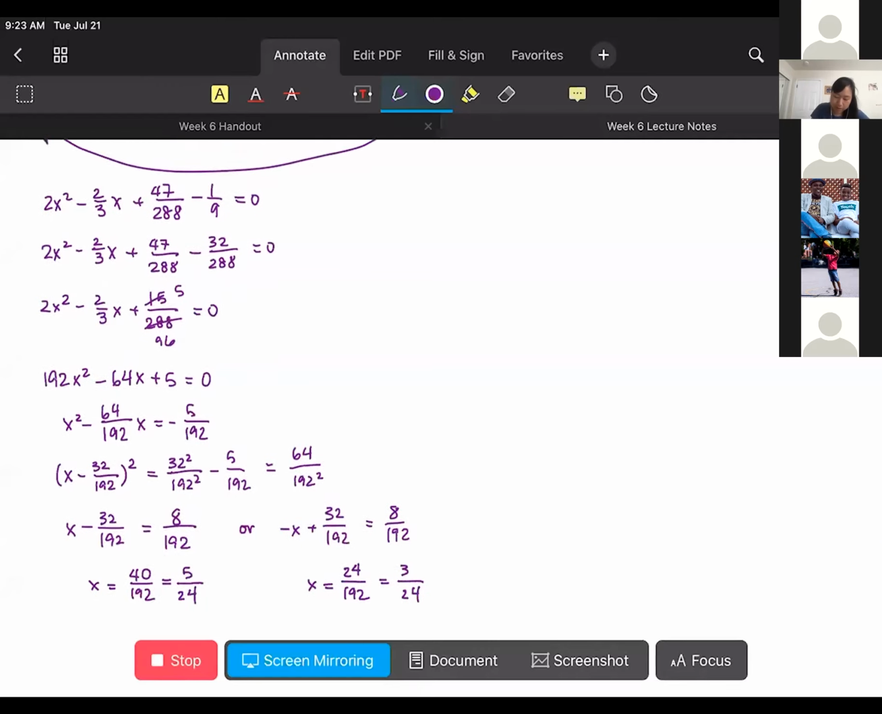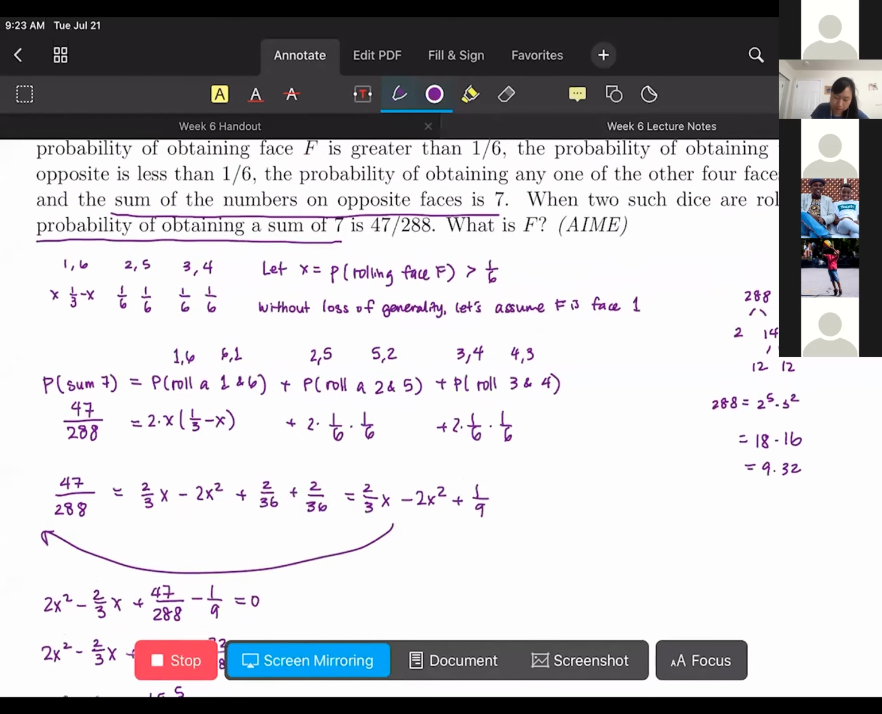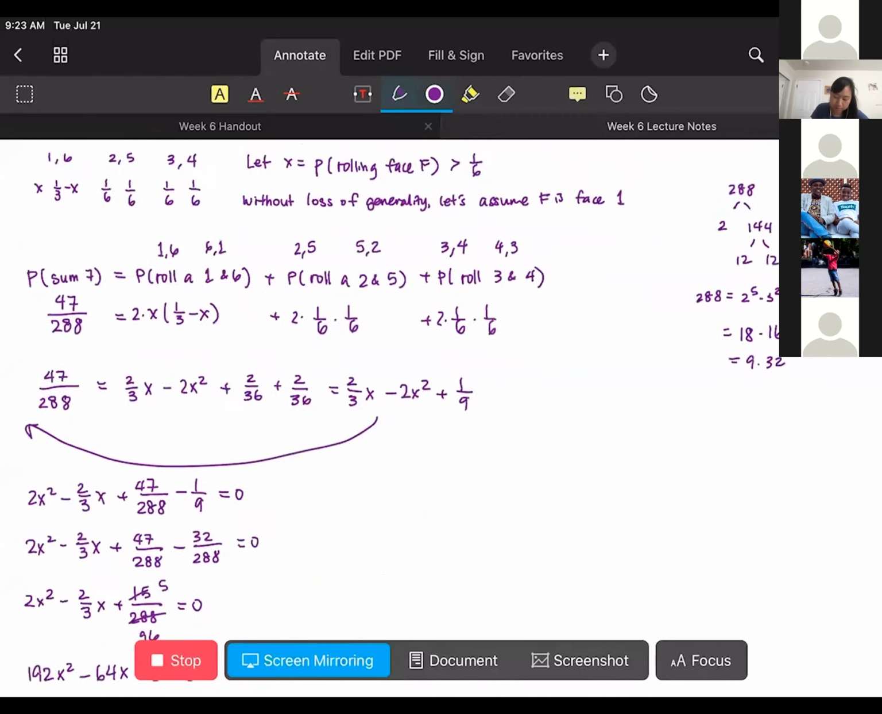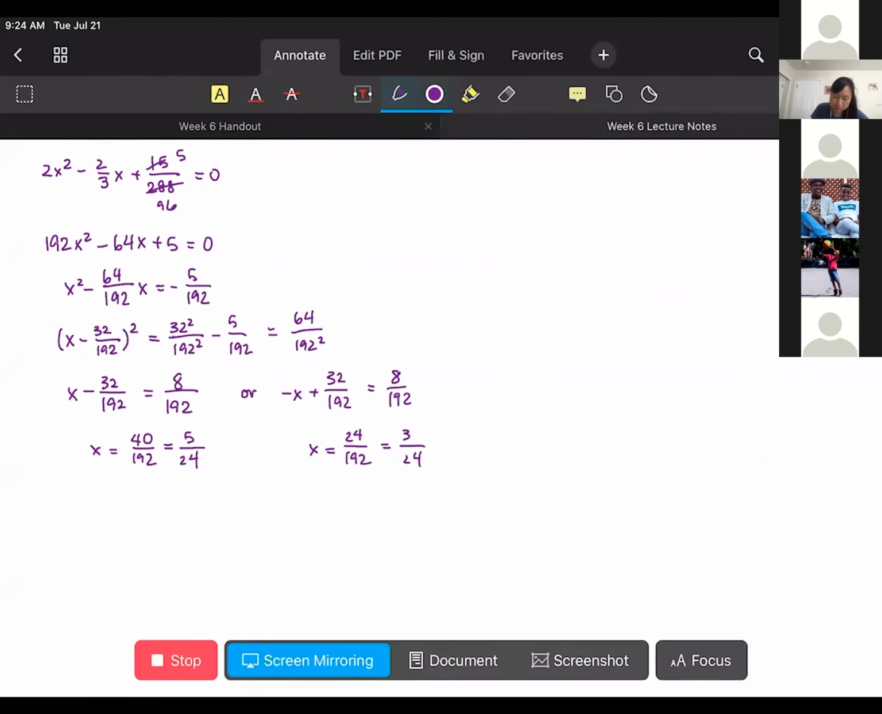And then going back to our initial equation, we want to find the probability of obtaining face F, and we know that it's greater than 1/6. So 3 over 24 is less than 1/6, but 5 over 24 is greater than 1/6. So that means we want to take this solution.